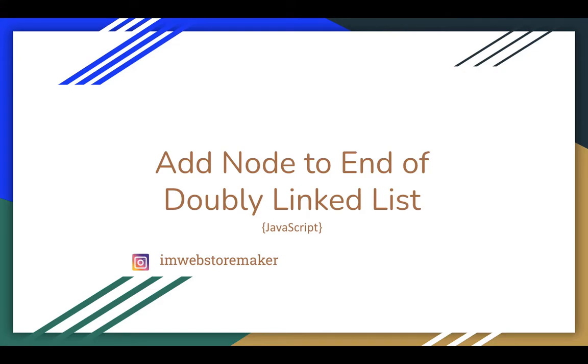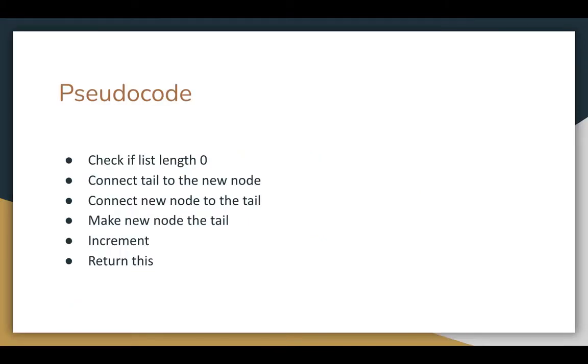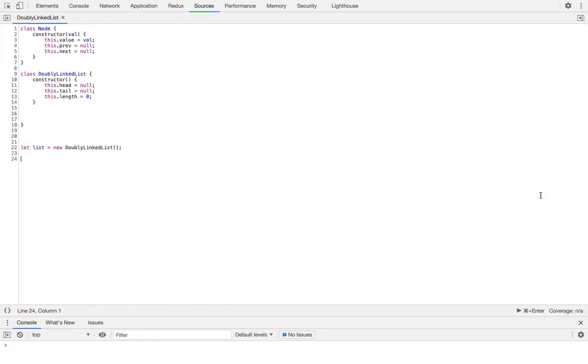In this lecture, I'm going to show you how to add a node to the end of a doubly linked list. For our method, we are going to call this a push. So push will take in a value.